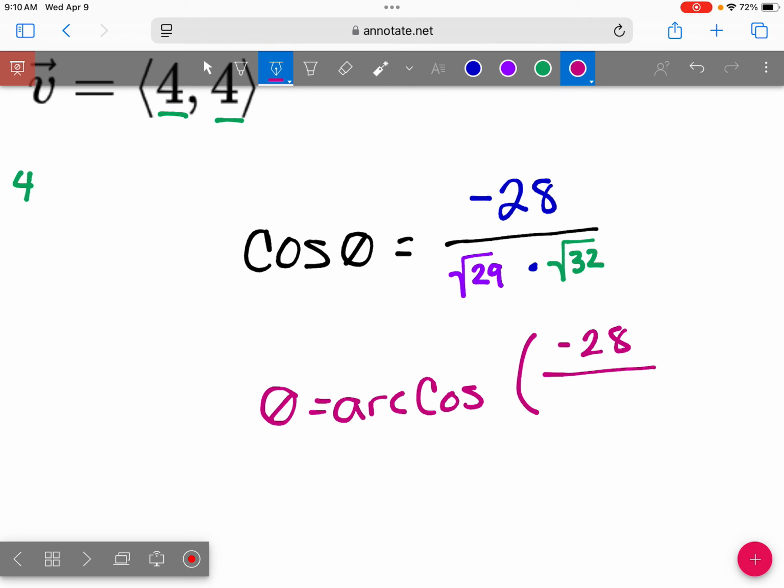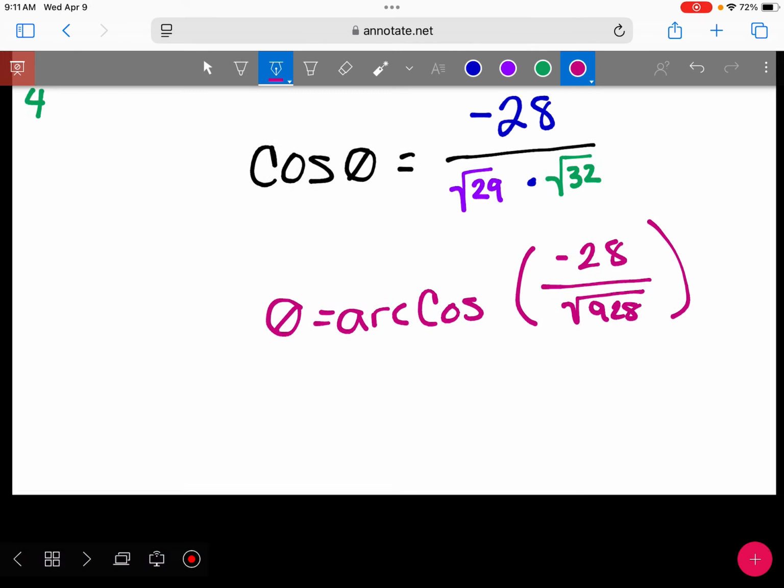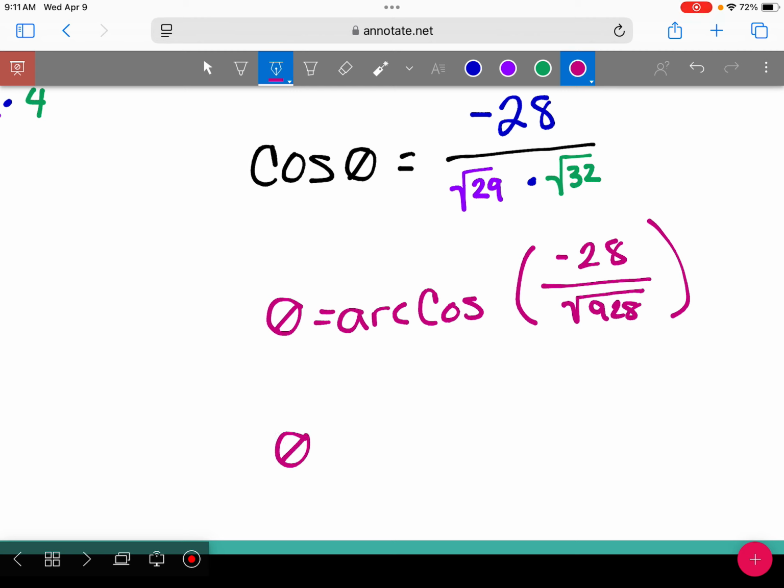I'll say you could do 29 times 32. I don't know it off the top of my head. I didn't write that one. You could do square root of 928 if you really want to. Or you can put in your 29 times 32. Or you can write it like that. Either way is fine. But we're going to type it in the calculator. What do we get as our theta on this? 156.80. The angle between is 156.8 degrees.